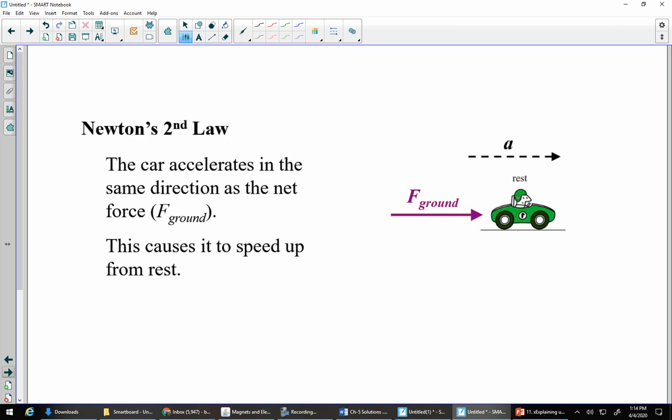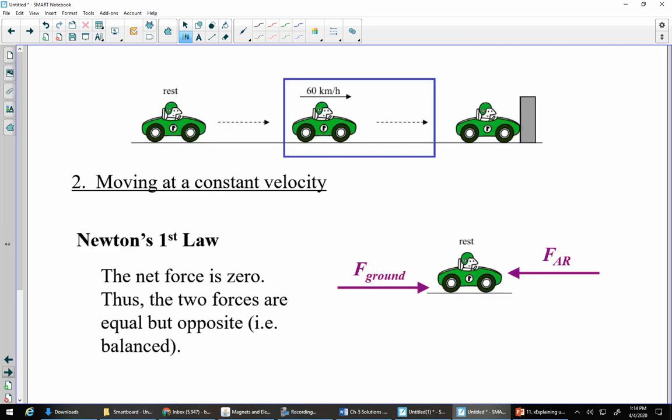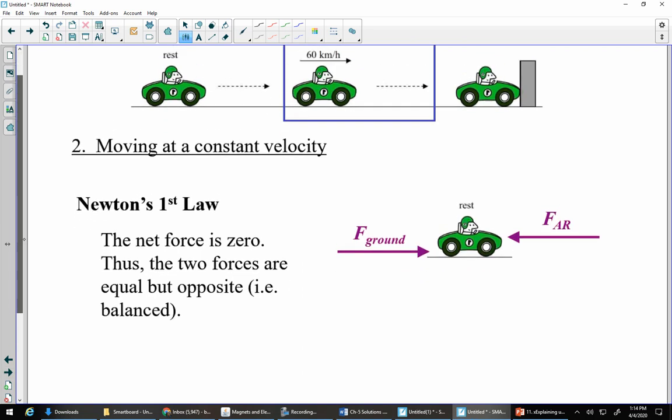We could also talk about Newton's second law while it's speeding up. The car is accelerating in the same direction as the net force. That's the force coming from the ground, which is causing it to speed up from rest. So for this first bit, we can talk about either Newton's second law or Newton's third law, or realistically both.